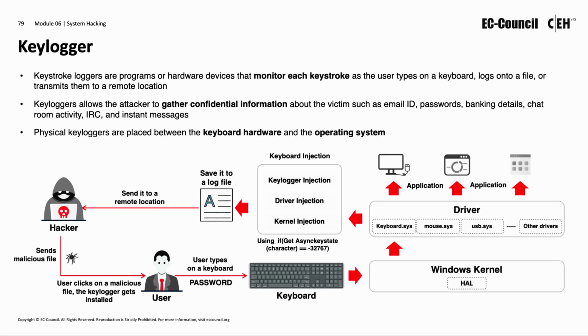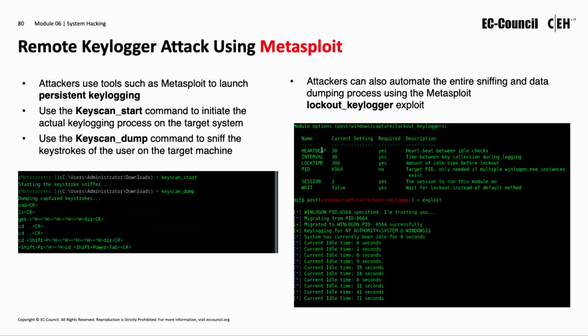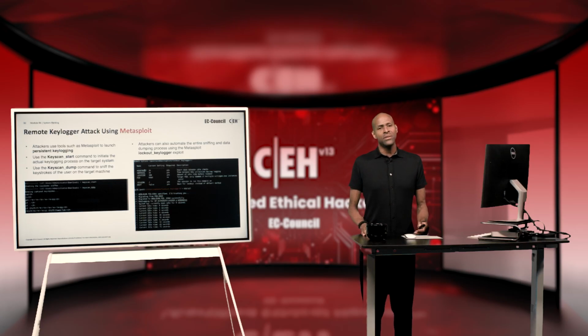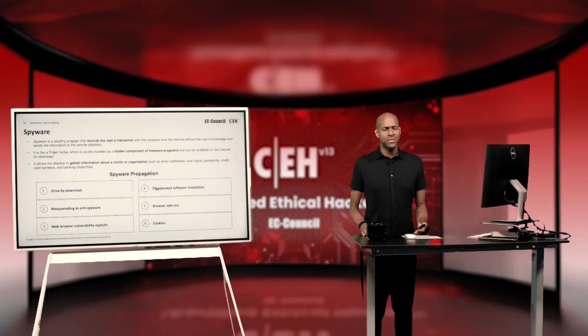And so an attacker can gather that information from keylogger injection, driver injection, kernel injection, and also using a physical keylogger. In fact, Metasploit, the baby universe of hacking, also has the ability to do keylogger attacks with keyscan start and keyscan dump and log out keylogger. Those are some of the functions that we can use in Metasploit to take advantage of keylogging capabilities.